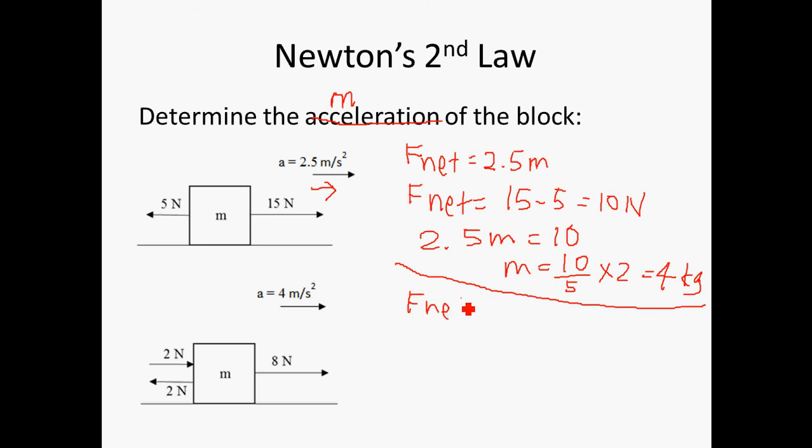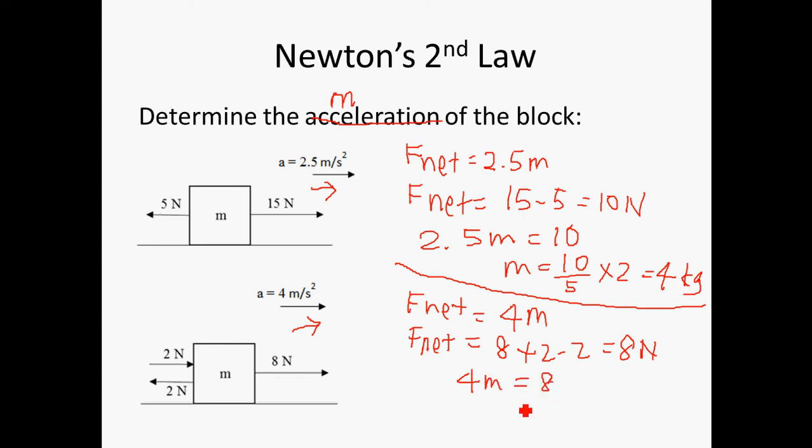F net will be equal to 4m, and the next F net will also be equal to 8 plus 2 minus 2, because again 8 is in the direction of the resultant force, so we get 8 Newton. So this is an easy one. 4m will be equal to 8, so m will be equal to 2 kg.